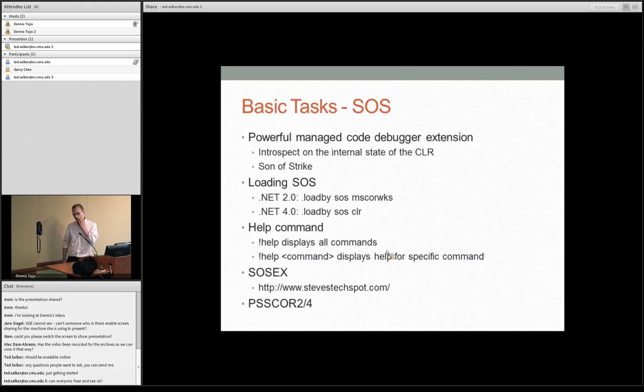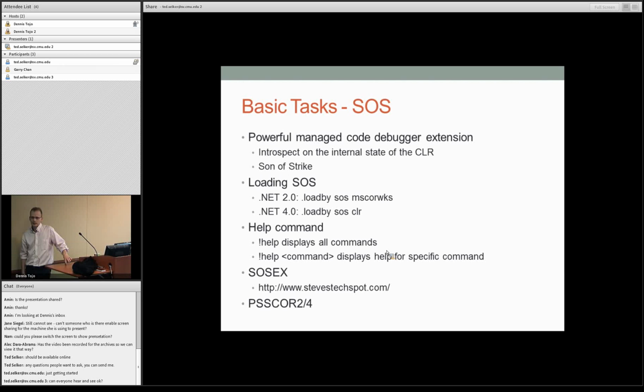Okay, so now let's move in on the managed code side of things. The debuggers themselves, like I mentioned, are down at the OS level. They don't understand anything about managed code. All they know is that there's just some process running some machine code, right? So if we wanted to use these debuggers to do managed code, we're going to need a little bit of help. And we're going to use an extension that's provided called SOS, which stands for Son of Strike.